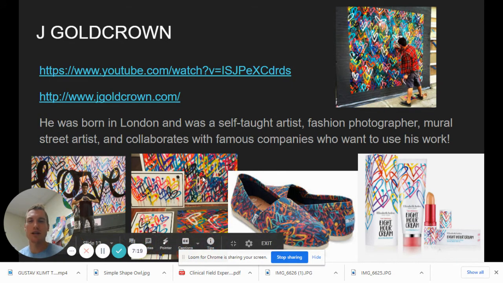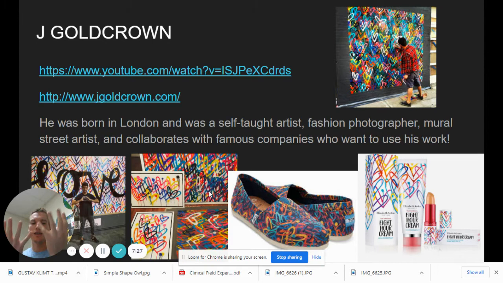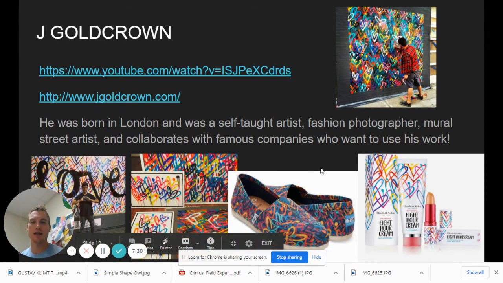These are called the bleeding heart because he uses spray paint while it's still wet. He lets it drip down, and then the colors start to mix. So it's dripping and blending. So famous companies, they want to put his work on their products, their packaging, their shoes, their clothes, their bags. He's all over the place. So you may have seen this before and just didn't know that it was Jay Goldcrown.